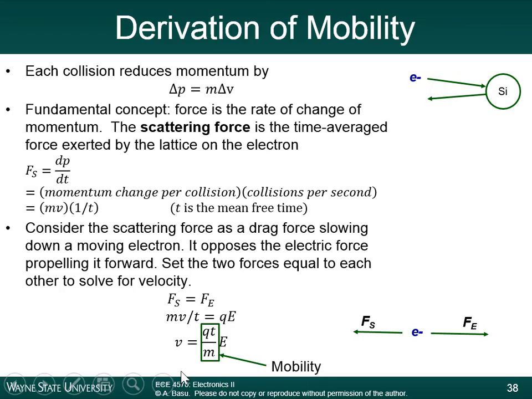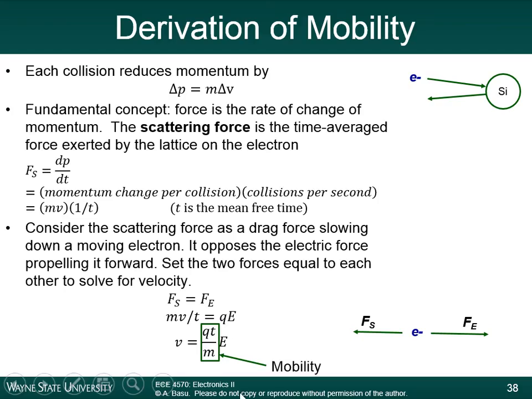Now the third part here, like I said, consider the scattering force as a drag force slowing down the moving electron. It opposes the electric force that's pushing it forward. You put the voltage source on there, you create the electric field that's pulling the electrons in one direction. The scattering force is slowing it down. It's exerting a force in the opposite direction. It's the same thing as the drag force exerted on a car moving through a highway, or the frictional force if you're pushing a box across a surface.